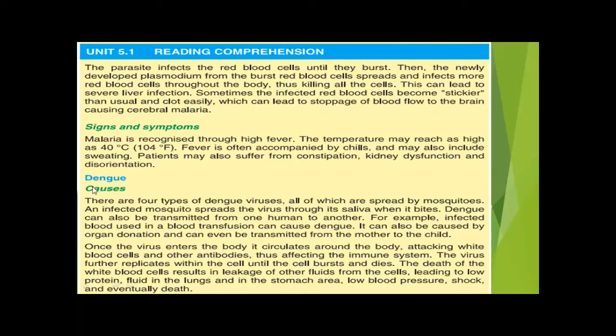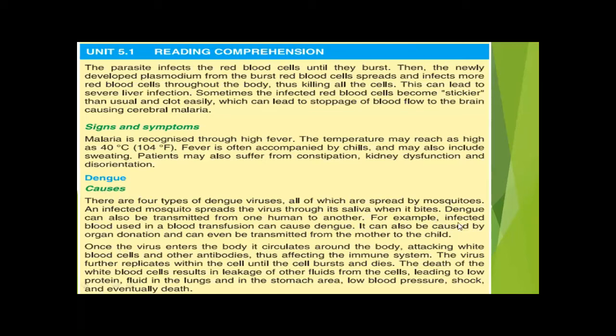Now is the time to read out the paragraph about the causes of dengue. There are four types of dengue viruses, all of which are spread by mosquitoes. An infected mosquito spreads the virus through its saliva when it bites. Dengue can also be transmitted from one human to another.